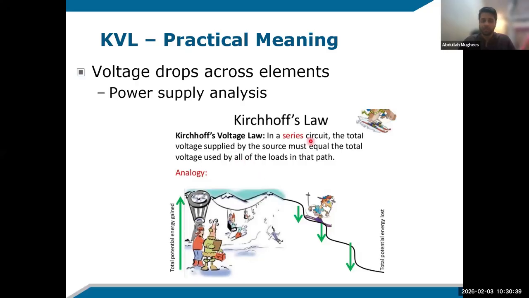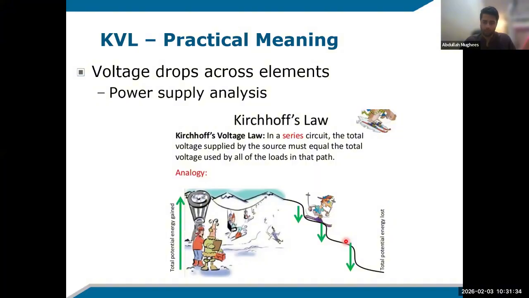So Kirchhoff's voltage law says that in a series circuit, the total voltage supplied by the source must be equal to the voltage used by all of the loads in that path. Okay, so here's an analogy of how Kirchhoff's voltage law is supposed to work. If we have potential energy at a certain height and we move downwards, that potential energy is converted to kinetic energy. It's the same amount of energy being converted to a different kind of energy, but the amount of utilization remains the same. The amount that is converted from the potential to this kinetic energy is going to be exactly the same because now, instead of the gravitational pull, it is moving in speed, at a higher velocity.